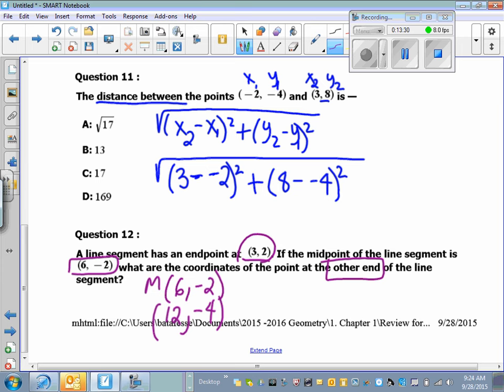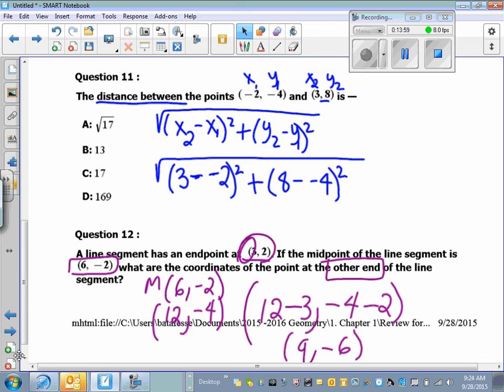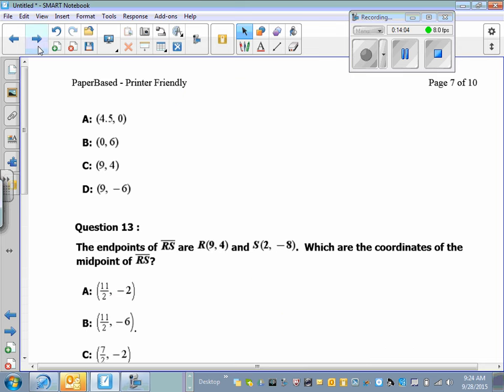So what I usually do, to avoid the confusion, I'll say, okay, 12 minus whatever this number is, which is 3, is my first number, comma. Then I'll do negative 4 minus 2. Okay, so 12 minus 3 gives you 9. And negative 4 minus 2 gives you negative 6. So your other endpoint would be 9 and negative 6. So you'll pick D as your answer.